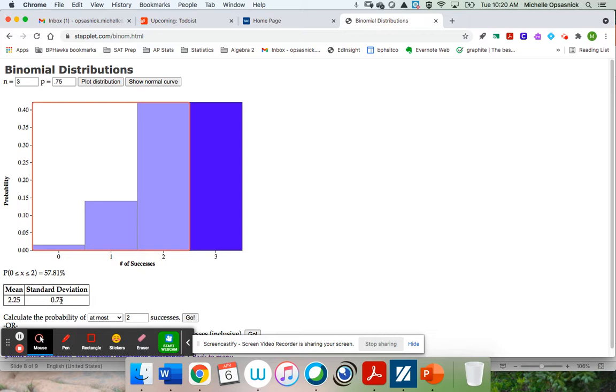Statlet also finds your mean and standard deviation here for the distribution, and we'll see those formulas in the notes in just a minute, but I'll point that out for you at this point.